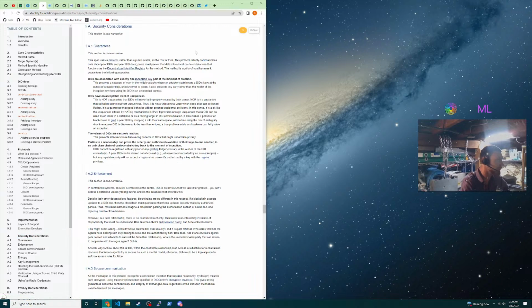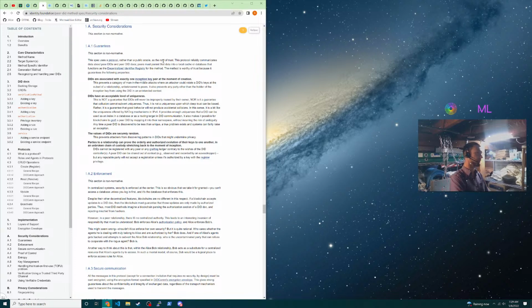So the first thing I always do is read the security considerations. Section is non-normative. Perspective uses a protocol rather than a public oracle as a root of trust. This protocol reliably communicates data about peer DIDs and peer DID docs. Fantastic. Peers must persist that data into local cache or database that functions as a decentralized identifier registry for the method. This method is worthy of trust because it guarantees the following properties. DIDs are associated with exactly one inception key at moment of creation. This prevents a category of man in the middle attack where an attacker could rotate a DID's keys at the outset of the relationship unbeknownst to the peers.